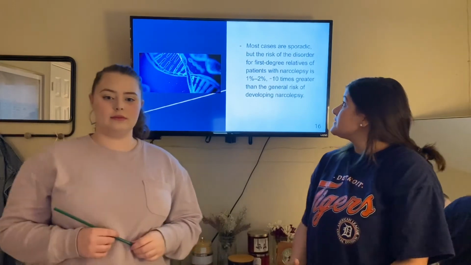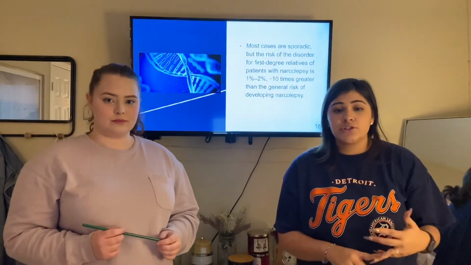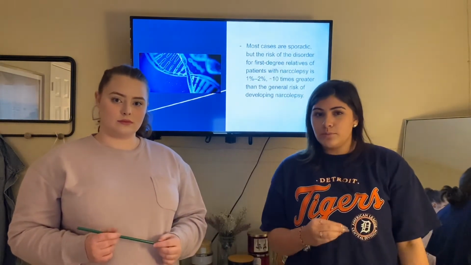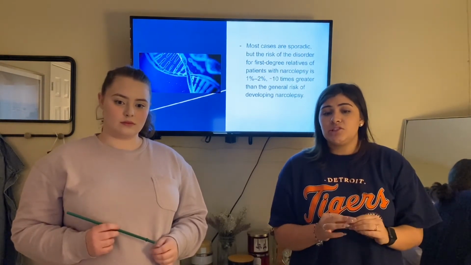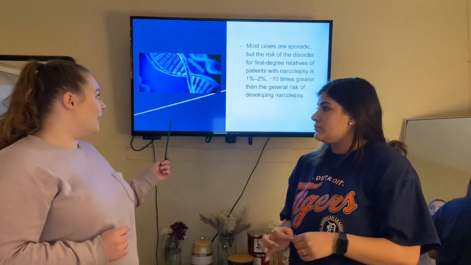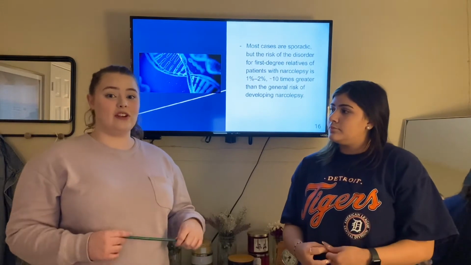So most cases are actually sporadic, but the risk of the disorder for the first degree relatives of patients with narcolepsy is about 1 to 2% and about 10 times greater than the general risk of developing narcolepsy. So this means that a person is more likely to get narcolepsy if it runs in their family.